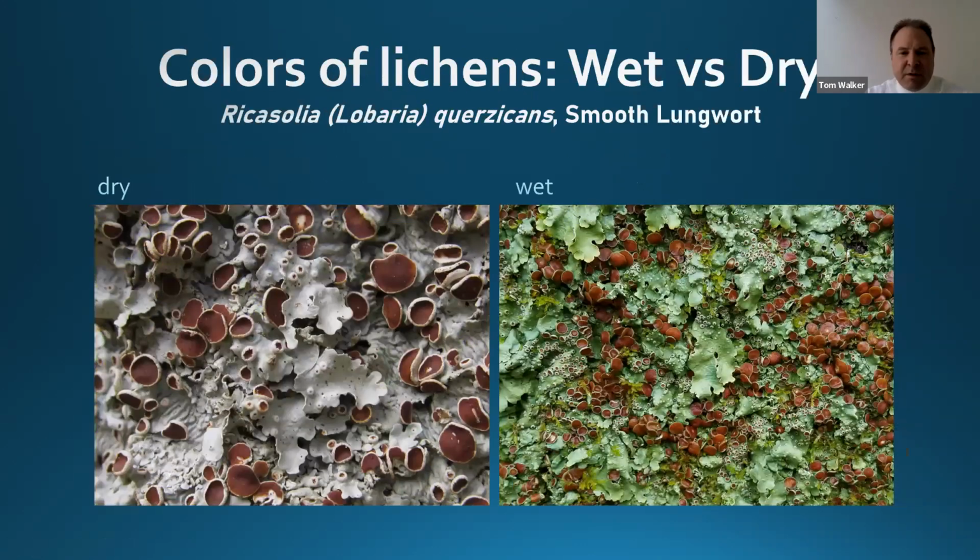And just an example of what some lichens can look like when they're wet versus dry. This is smooth lungwort. On the left, it is dry, and on the right, it is wet. It's not the same exact specimen, but you get the idea. All the brown discs in here, those are the fruiting bodies producing spores.